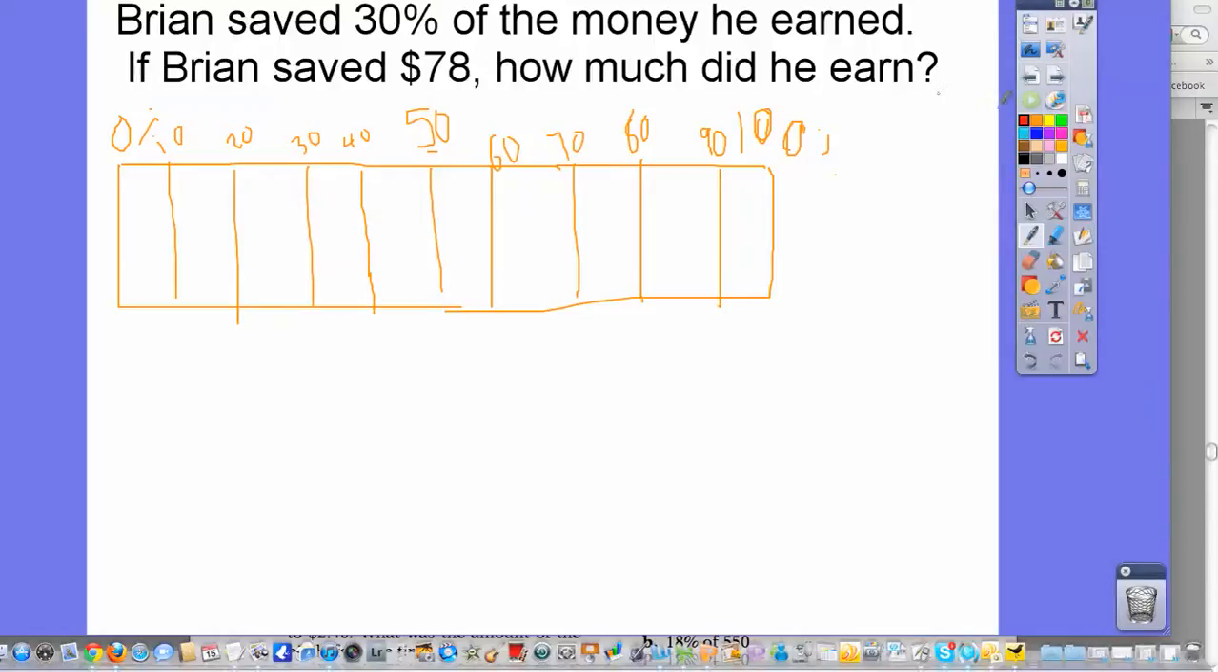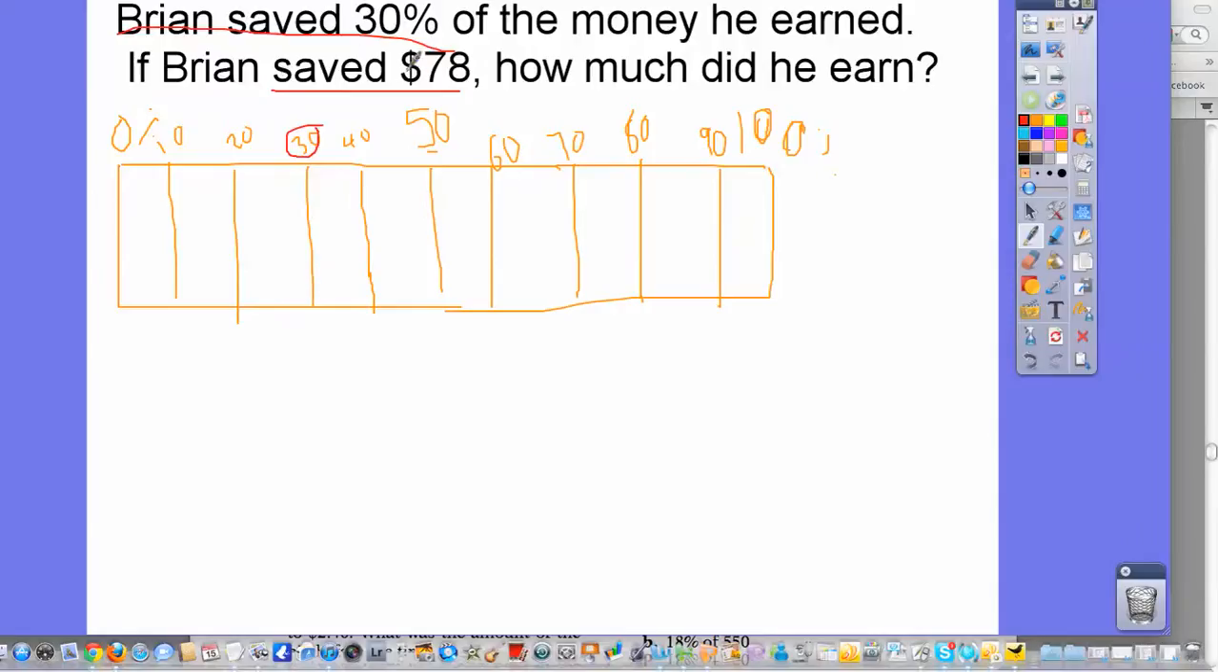So let's read the problem again. Brian saved 30% of the money he earned. So that's this 30%. If Brian saved $78. So what's different about this problem than the one that we did last time is that last time we knew the total amount. The total amount is how much he earned. Last time we knew that total amount and we wanted to find out 30% of that. This time we know that he saved $78. So we know 30%. He saved 30% and 78 is what he saved.